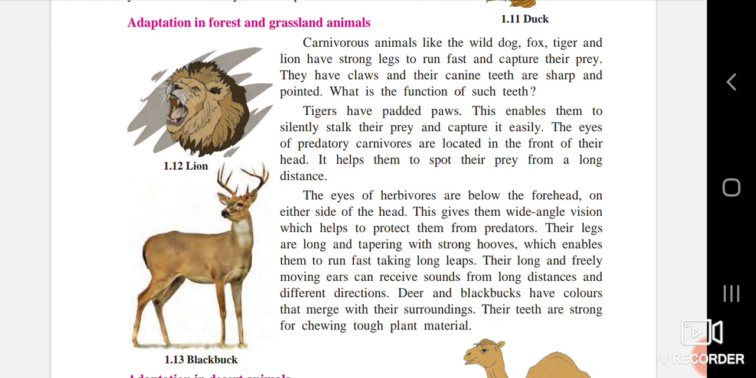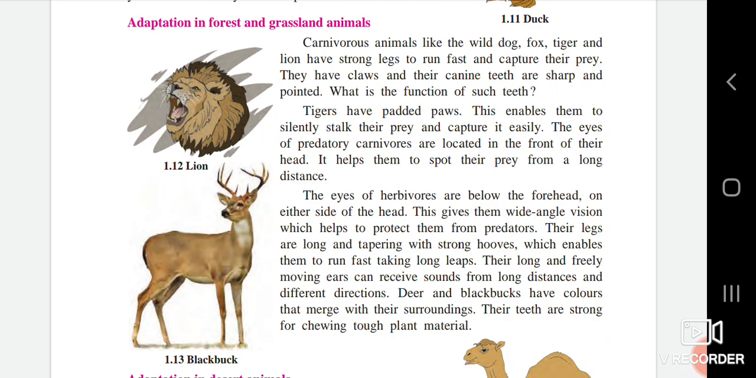Now carnivorous animals like the wild dog, fox, tiger and lion have strong legs to run fast and capture their prey. So which is the first feature which is given to them? Strong legs to run fast. They have claws and their canine teeth are sharp and pointed. Why? So they can cut the flesh easily.